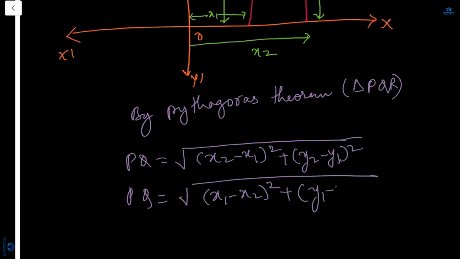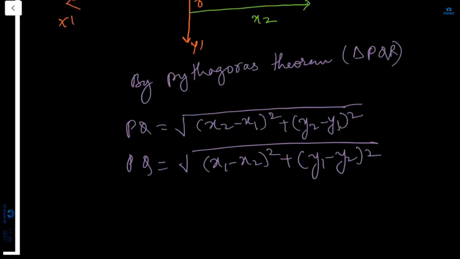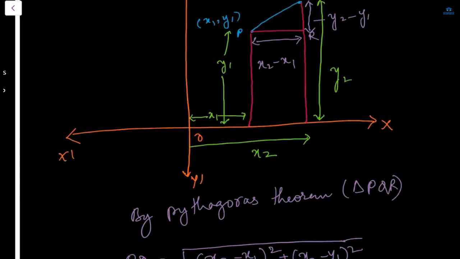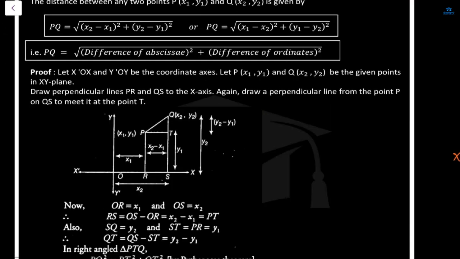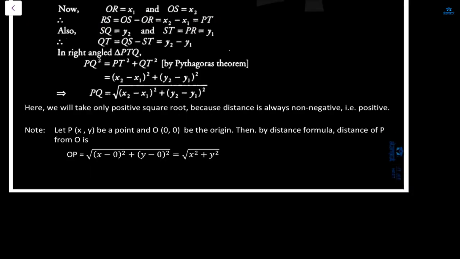Understood? It is like the normal Pythagoras theorem. Because if you get a negative answer, then also when you square it, the negative will be eliminated. So both are true. You can also write it in word form: PQ is equal to the root of the difference of abscissa whole square plus the difference of ordinate whole square. Got it? Understood how you're going to find the distance? Yes, ma'am. Okay, so you can note down this formula.